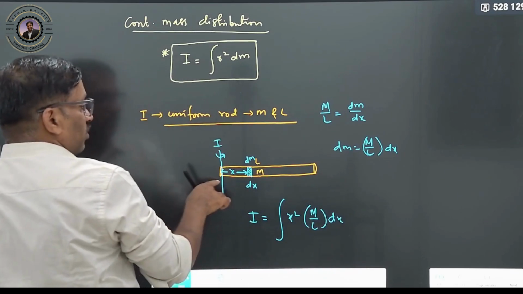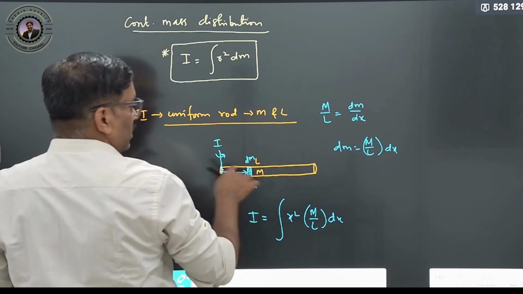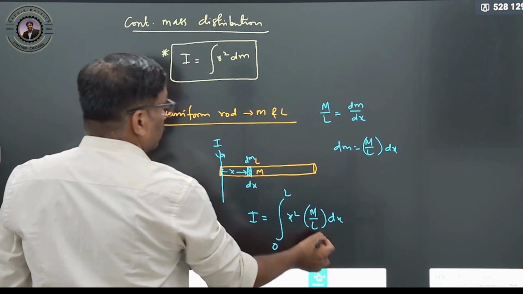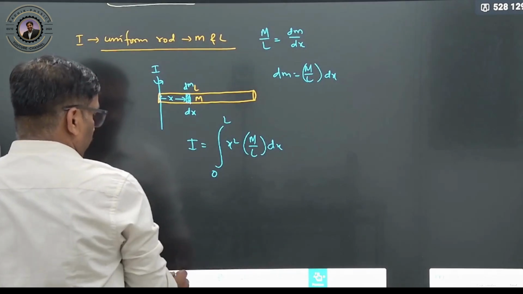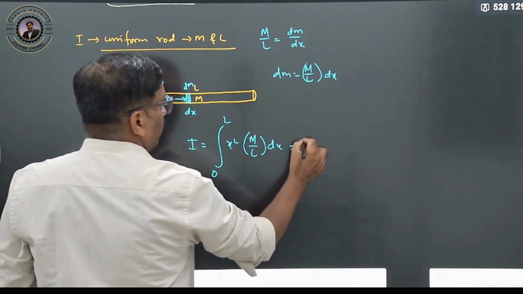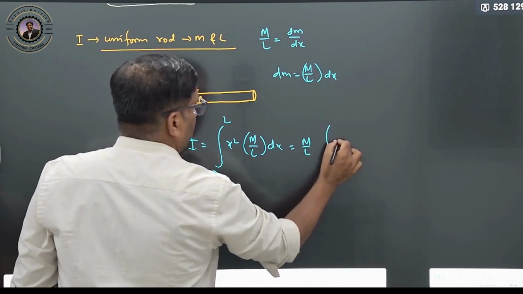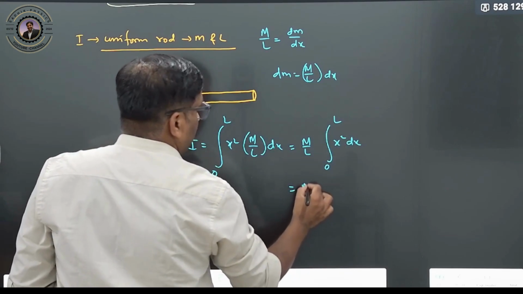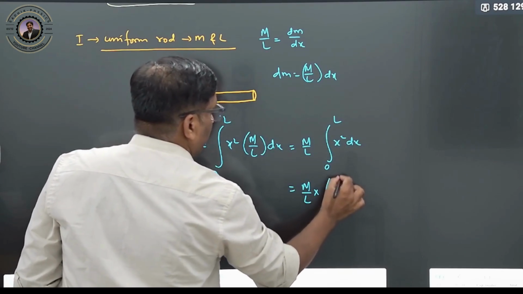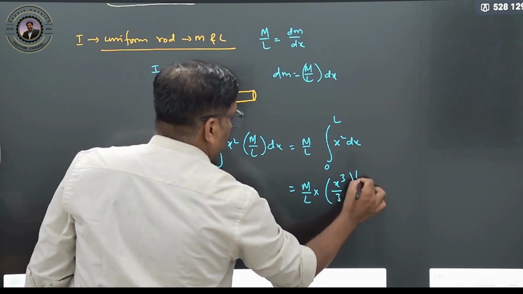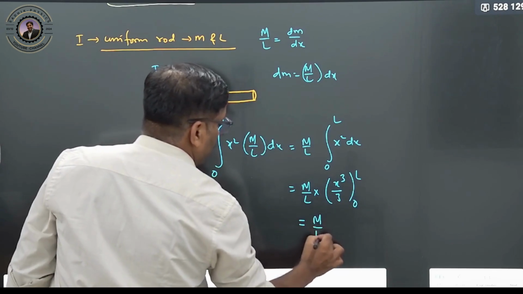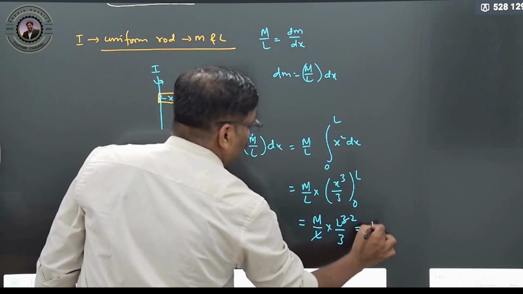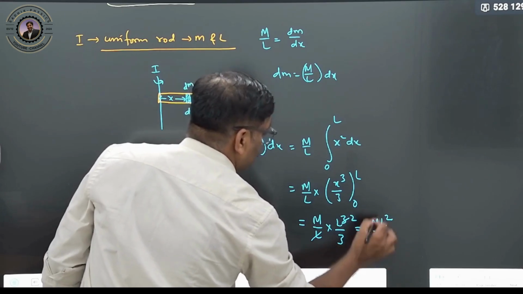What are the limits? It starts from 0, and the distance goes up to L, so 0 to L. Now we will simplify. Here m by L is constant, so m by L is taken out, and integral x square dx from 0 to L. How much will it be? M by L into x cube by 3, from 0 to L. So you can write it as m by L into L cube by 3. So the moment of inertia of this rod is mL square by 3.